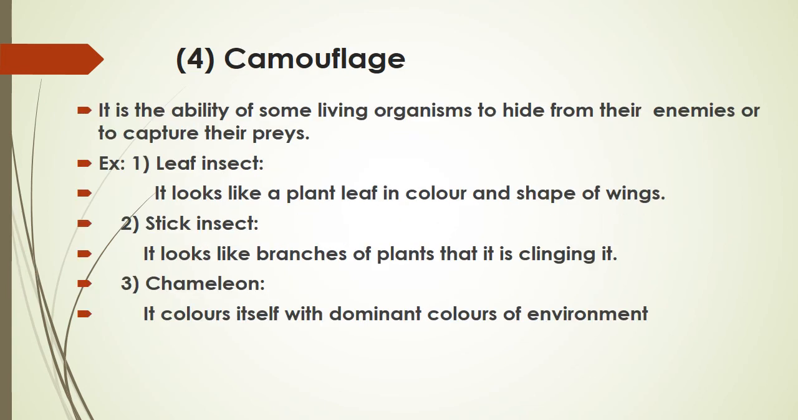Camouflage. What's meant by camouflage? It's the ability of some living organisms to hide from their enemies or to capture their prey. We have three examples for camouflage. Leaf insect. It looks like a plant leaf in color and shape of wings. Stick insect. It looks like the branches of leaves that it is clinging to. Chameleon, it colors itself with the dominant color of the surroundings.